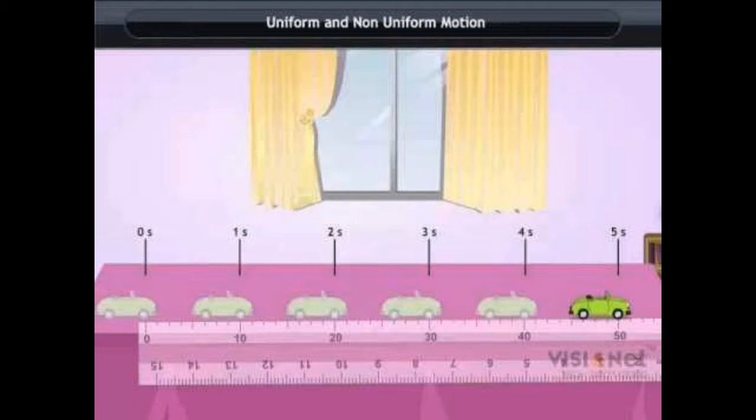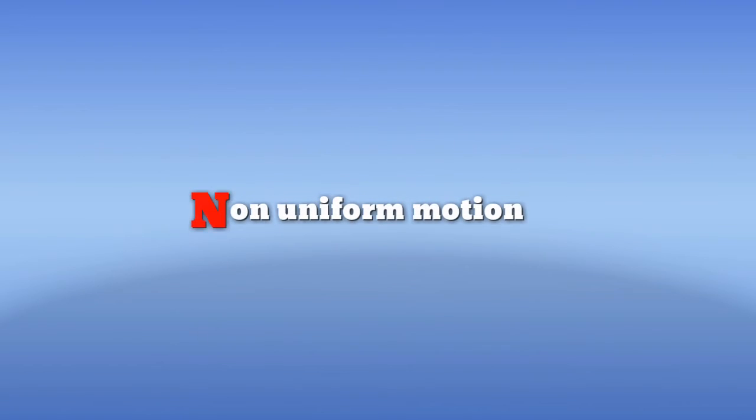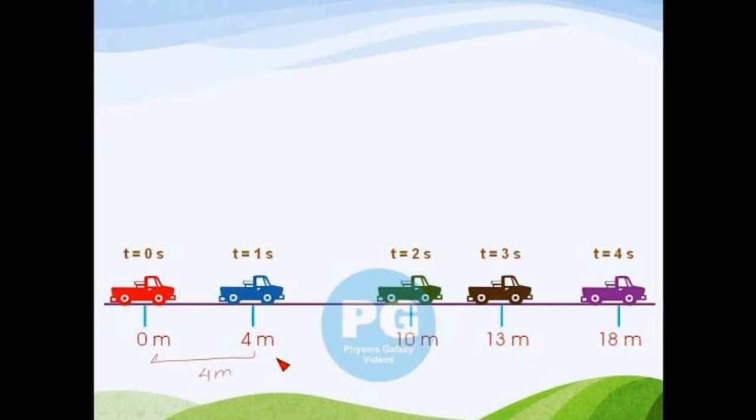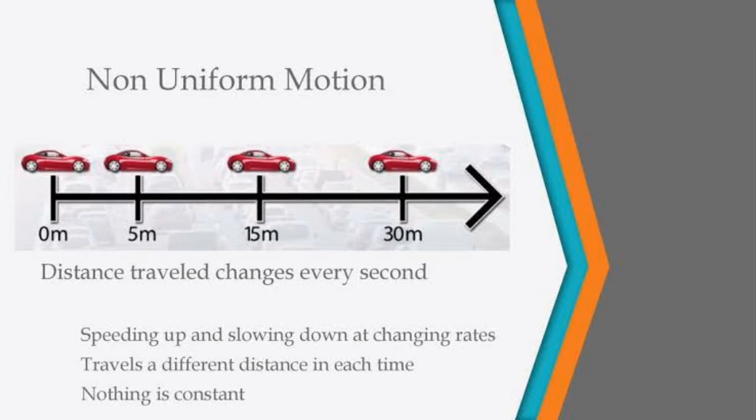And an object is said to have non-uniform motion if it covers unequal distance in equal intervals of time. For example, a car covers 30 km in the first hour, 50 km in the second hour and 40 km in the third hour. Then all the distances are unequal within each hour. So it is said to be non-uniform motion.